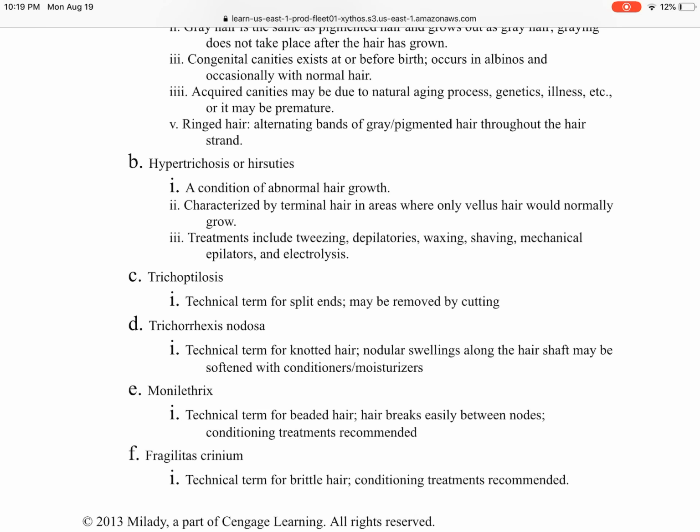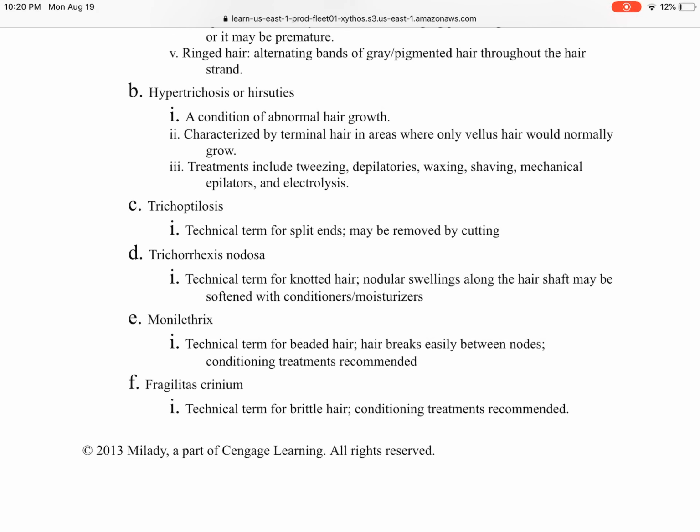Trichoptilosis is the technical term for split ends. Of course, you can remove them by cutting the hair. Trichorrhexis nodosa is the technical term for knotted hair. What do you do about that? You may soften them with conditioners or moisturizers. So you can see this if somebody has natural locks and they want to remove those locks. You might want to slap some conditioner or moisturizer on it to help with the knotting.